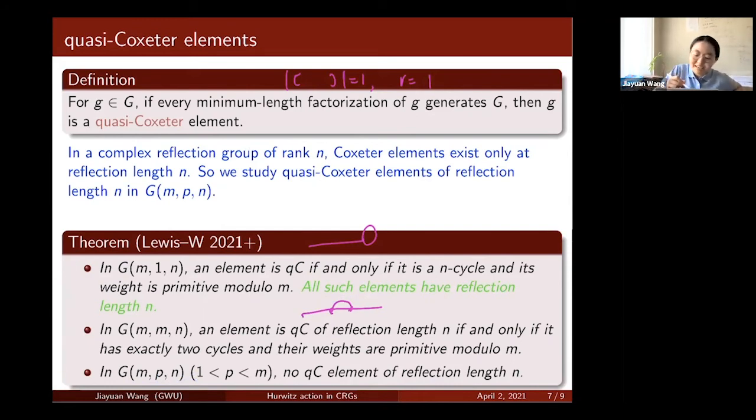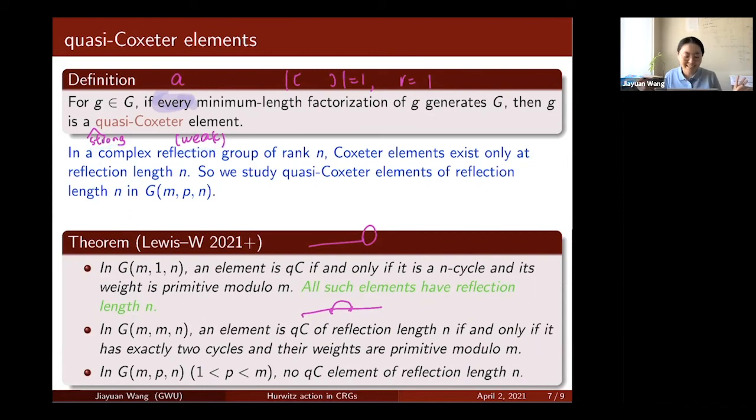And one more thing that I want to say is that in this definition, we require every minimum length factorization. So this is actually the strong quasi-Coxeter element. If we want to talk about a weak quasi-Coxeter element, that means there just exists one. As long as we can find one minimum length factorization that generates the whole group, then this element is considered a weak quasi-Coxeter element. And in G(m,p,n), the strong and weak quasi-Coxeter definitions are the same.